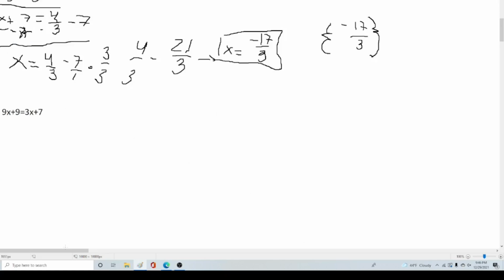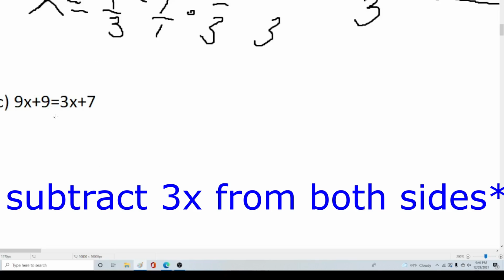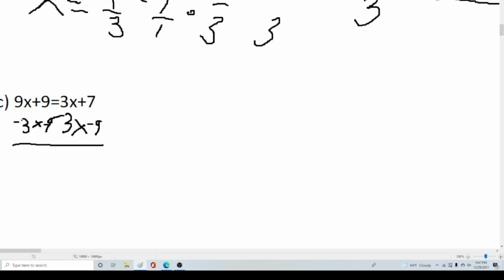9x plus 9 is equal to 3x plus 3. We want to get one variable of x on one side and numbers on the other. Same idea as before. So what we're going to do is subtract 3x from both sides, and subtract 9 from both sides. 9x minus 3x, what does that give us? Well, it gives us 6x. And the 9's cancel out on this side, leaves us with equal. 3x's cancel out on this side. And 3 minus 9 is minus 6.